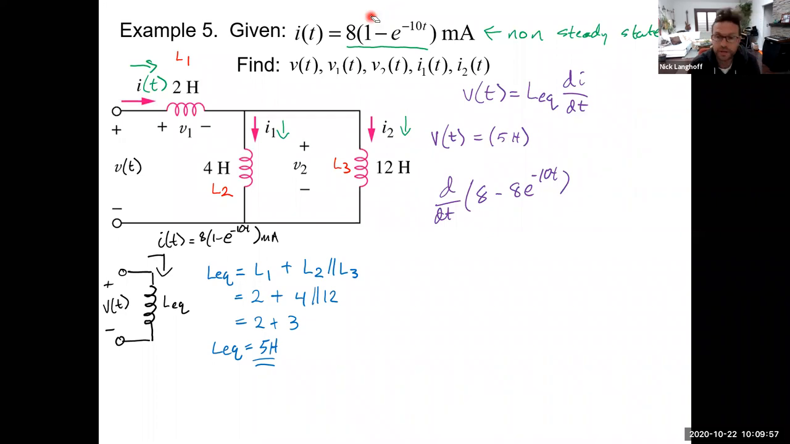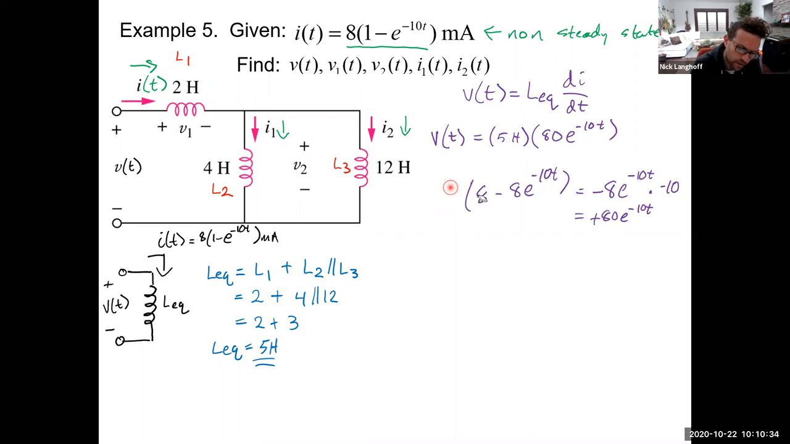So you put your calculus hat on for this part. The derivative of the constant is zero, and the derivative of negative 8e to the minus 10t is negative 8e to the minus 10t times negative 10, times the derivative of the inside. In other words, that's going to get you a positive 80e to the negative 10t. So we'll put that in here: times 80e to the negative 10t. Now we can erase our scratch work. We just hopped over to Calc 1 for a second to calculate that.